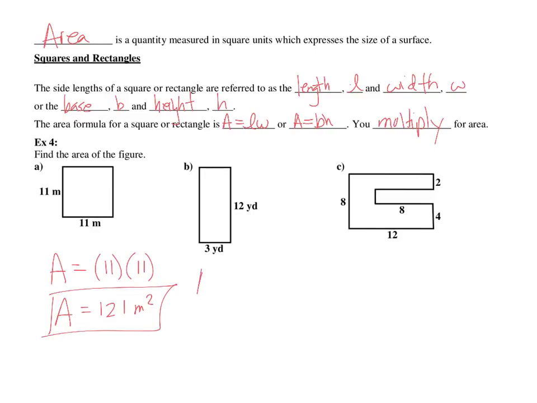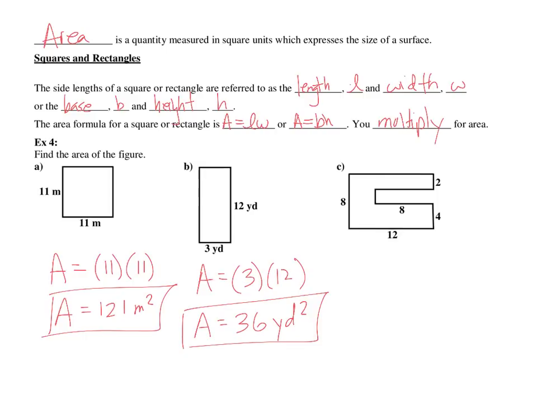For the next one, area is base times height, or length times width. So we have 3 times 12. So the area is 36, and it's going to be yards squared. Now, here's one very important idea I want you to understand. Many students put numbers in the formula and figure out this number, but when I ask what this number actually means, they have no idea how to describe it. Like, what does the meter square mean here? Many students do not know what that means.